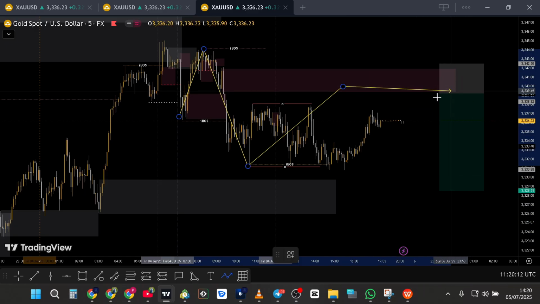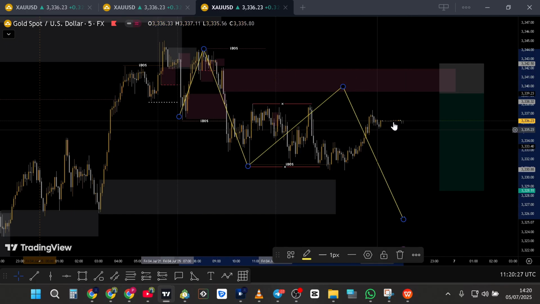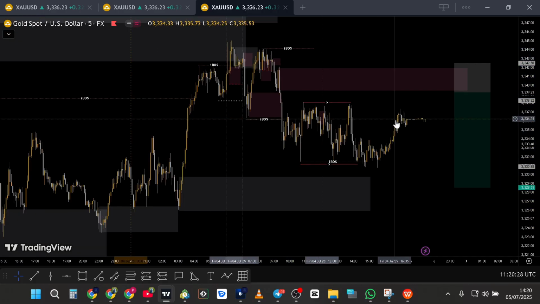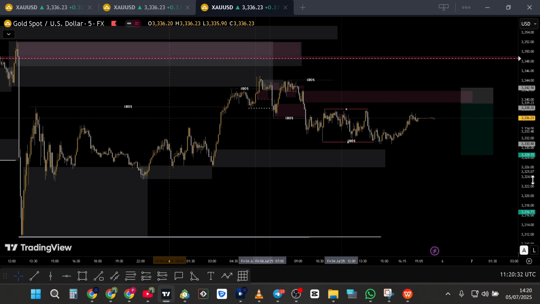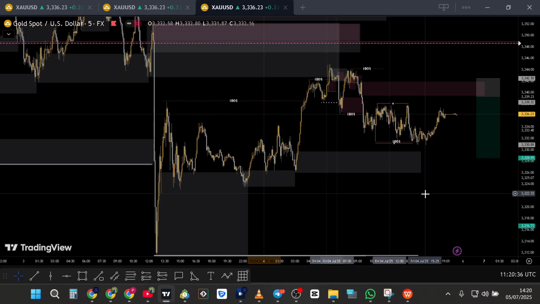So I'll leave this one on just to see how price will react coming in next week, that is from Monday, and see what will happen from there. But I'll really be keeping an eye on this supply, and look to see if we can continue selling to the downside. So I think that will be all I'll have for gold on this analysis for this week.